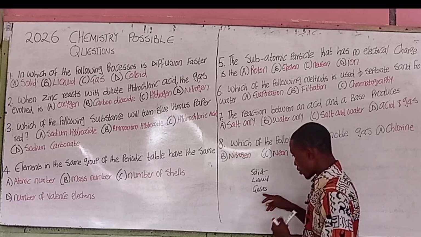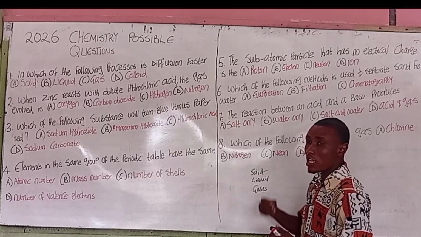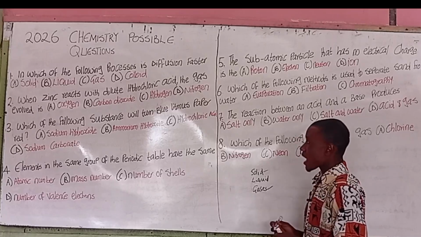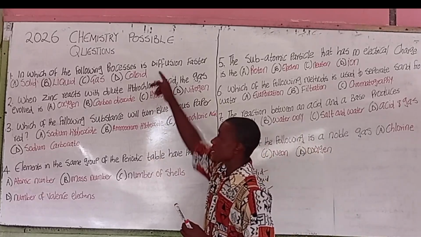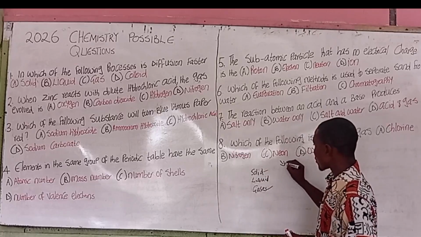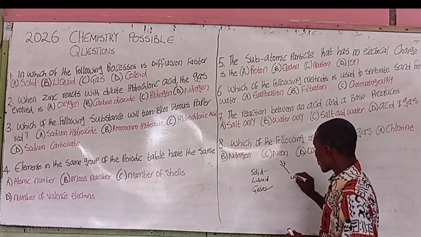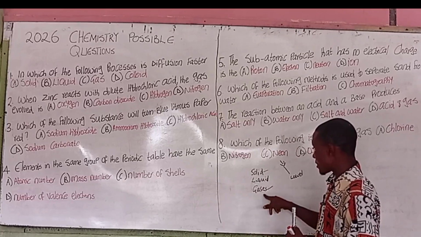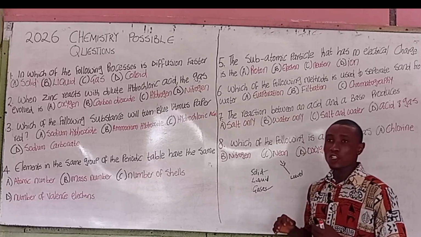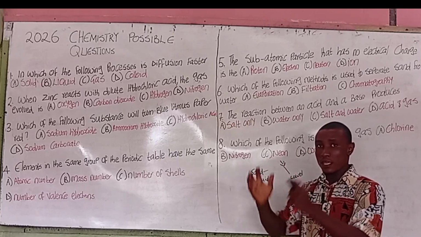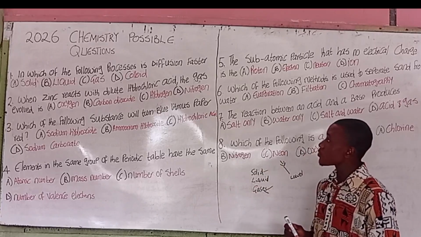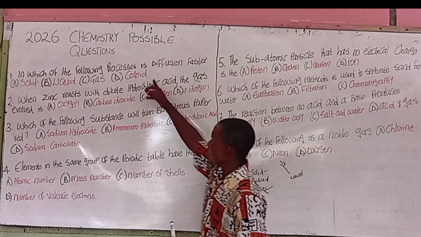Then for the gaseous state, we say it contains high kinetic energy, so the particles are always in constant motion. And we know what diffusion is, right? Diffusion is the movement of particles from a region of higher concentration to a region of lower concentration. The gaseous state is always in continuous movement, and gas is very fast when it comes to the process of diffusion.